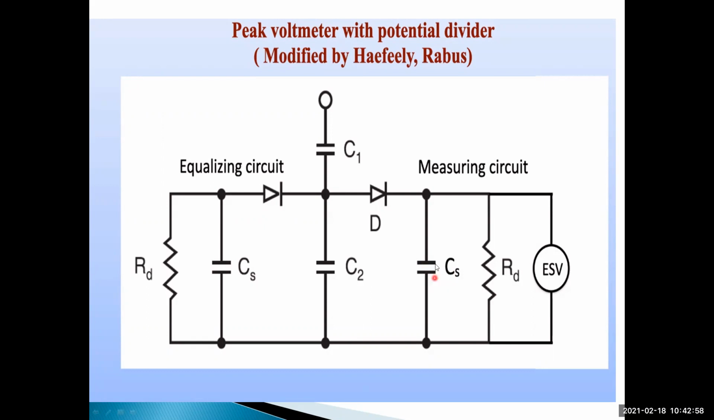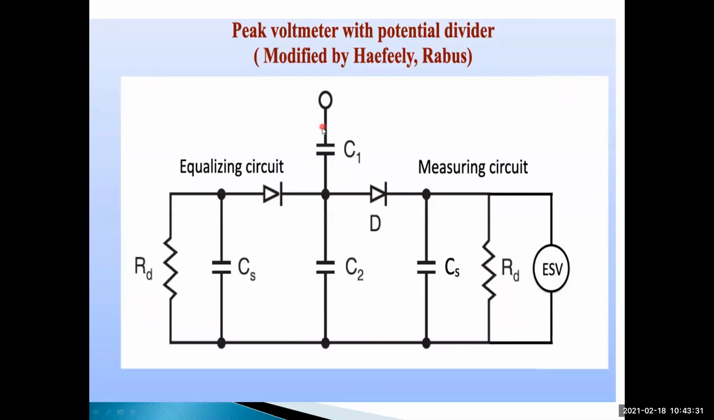Once capacitor CS is fully charged, it does not discharge through the diode, because the diode is reverse biased. It is always trying to discharge through the discharging resistor, called RD. The discharging resistor RD is connected in parallel to the electrostatic voltmeter. That's why it measures the peak voltage.